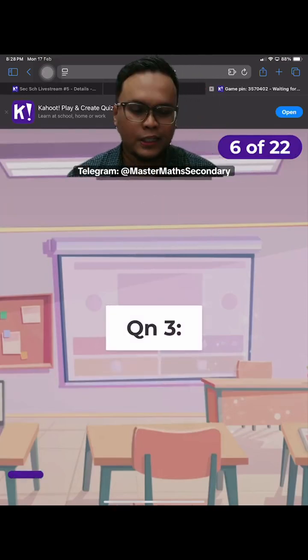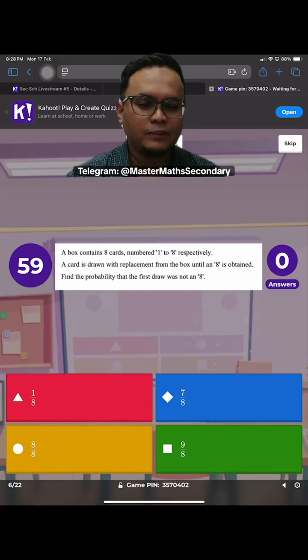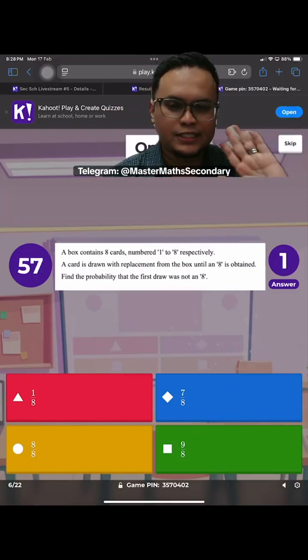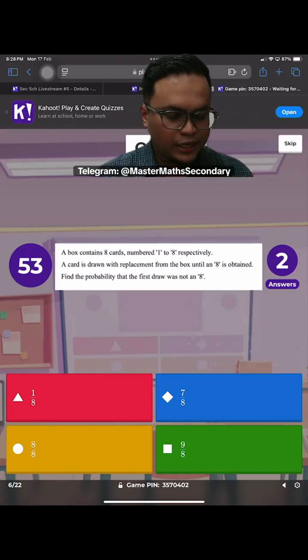All right, moving on to the third question. This is the third question on probability still. Hi, those of you who just joined us, I'm Coach Hakim from MasterMaths, and we are doing Kahoot right now. We're at our third question on probability.